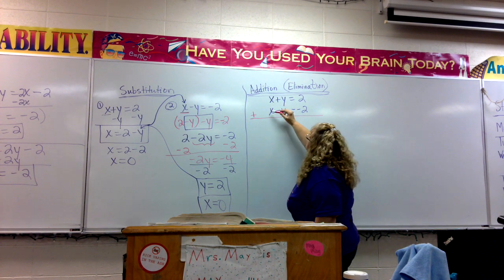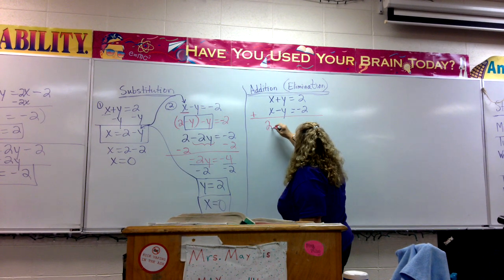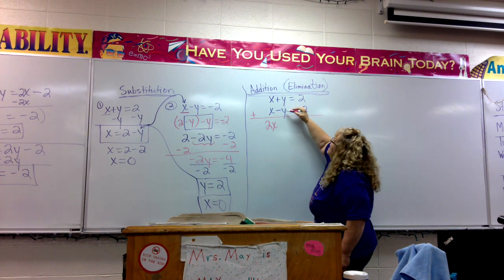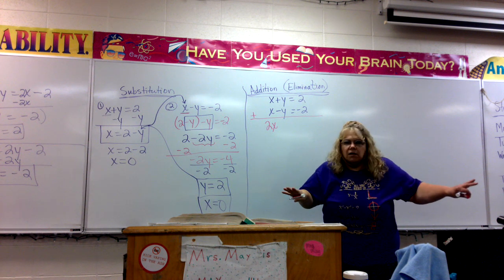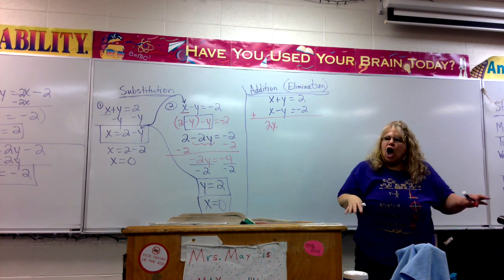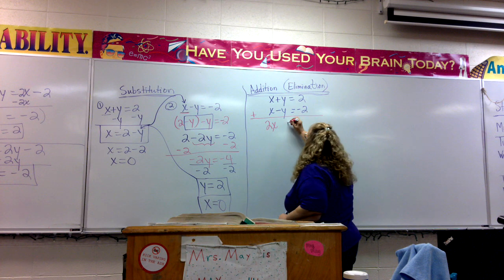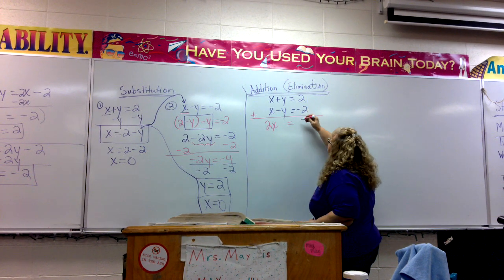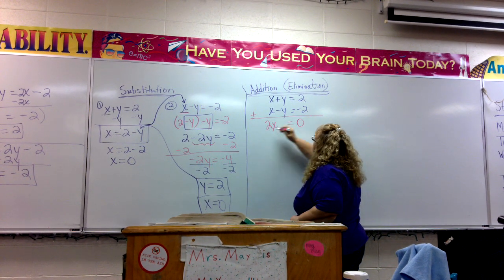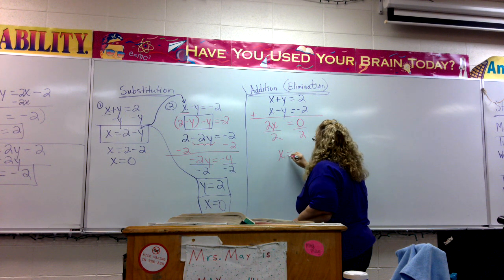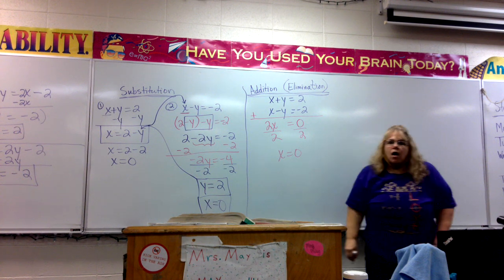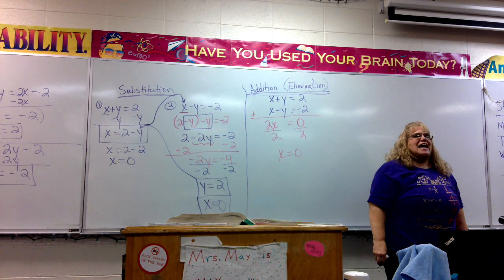What's x and another x? What's y and negative y? Eliminate, right? They're gone. And over here, what's 2 and negative 2? Divide by 2, divide by 2, and I get x equals 0. Oh, wasn't that quick?